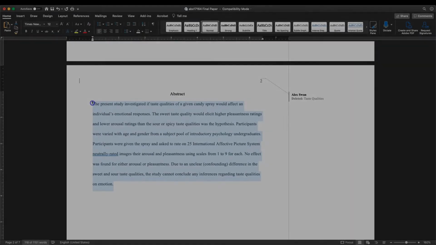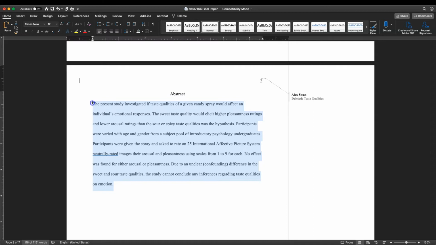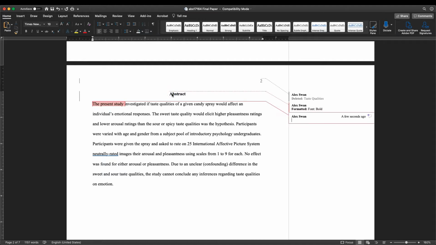Now let's move on to the abstract. This abstract is 118 words, and generally speaking, abstracts run from 150 to 250 words. I generally like to sit around 150 words. It's a nice target. One of the things you'll notice here is that I bolded the heading in APA 7th edition. All major headings are bolded.